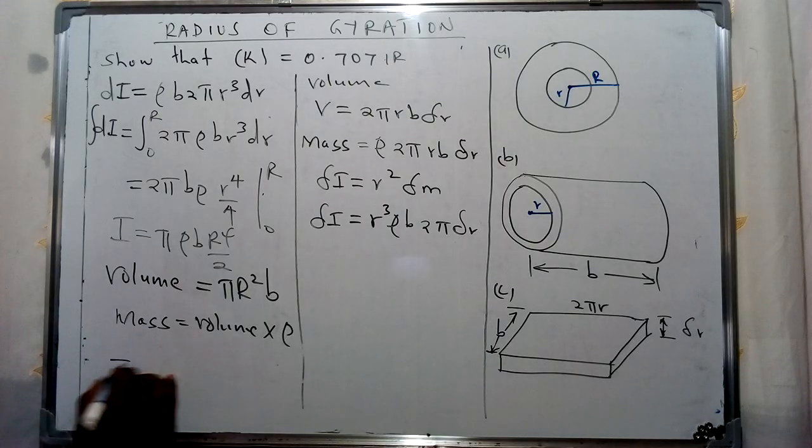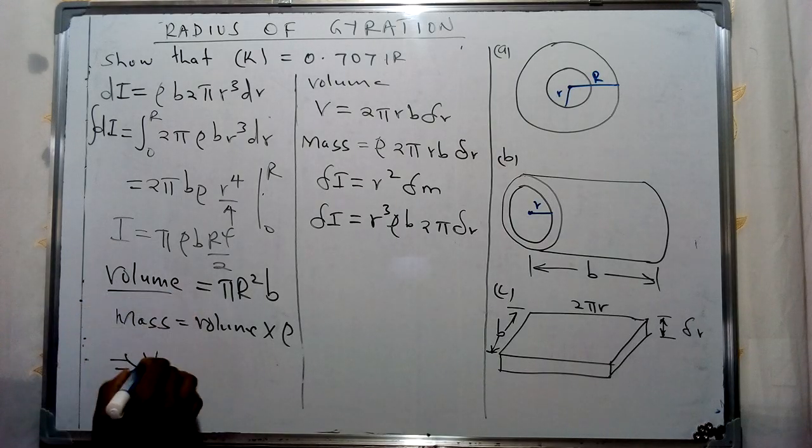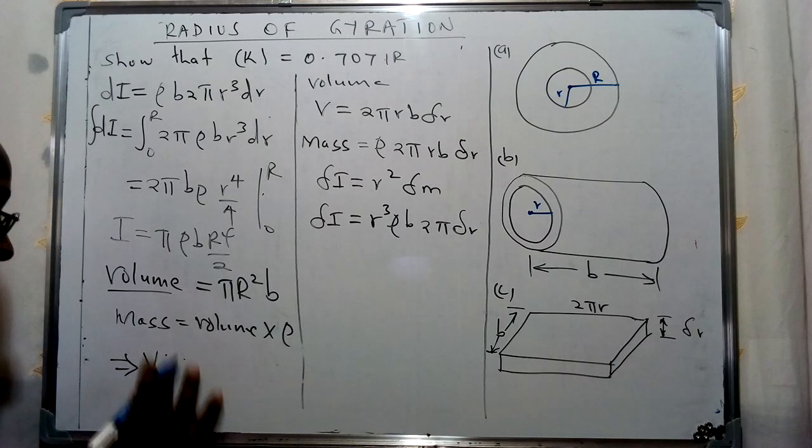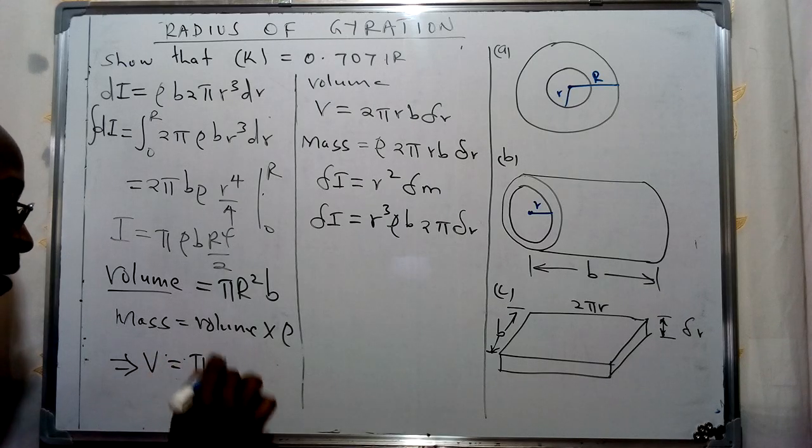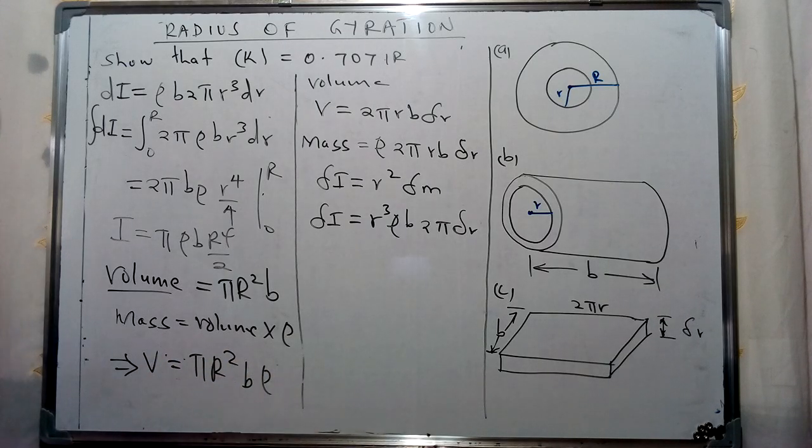So therefore, this is going to imply that our volume in this case is going to be pi r squared b times rho. And of course, our mass in this case can be represented as volume times density. Therefore, we are going to have that one given in terms of this specific representation.